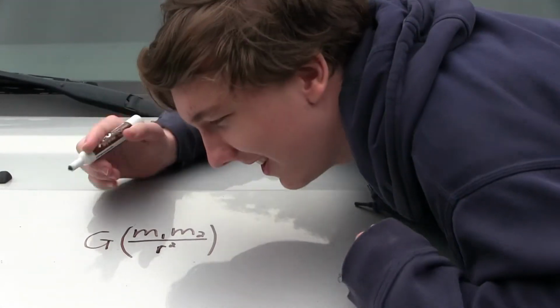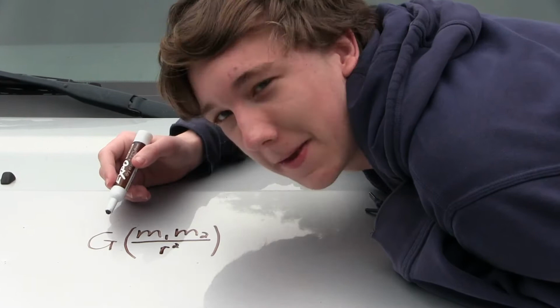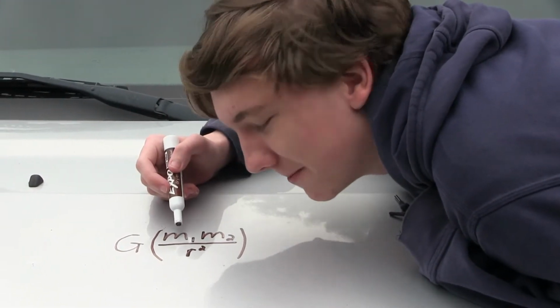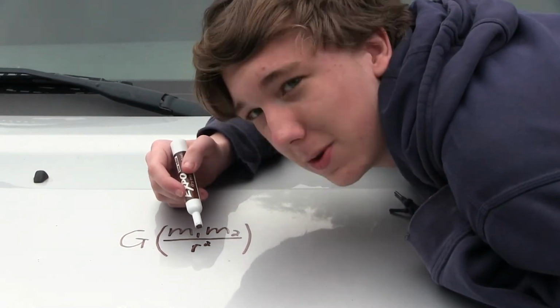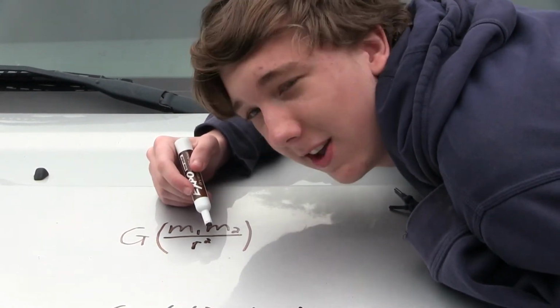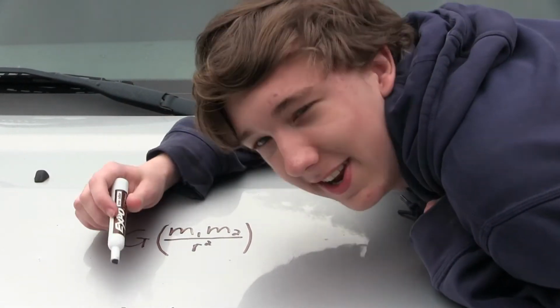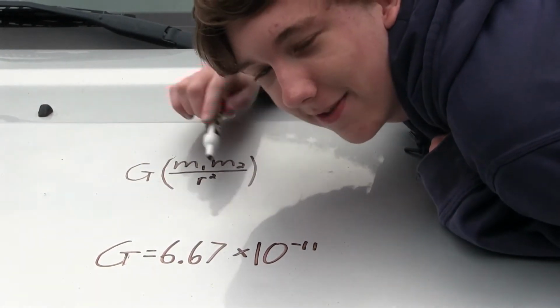Alright, so we can use this equation to find the force of gravity between the two objects. So what you do, you multiply the mass of the first object times the mass of the second object, divide that by the radius between the two objects' center of mass squared, then you multiply that all by the gravitational constant, which is right here. And that is 6.67 times 10 to the negative 11.